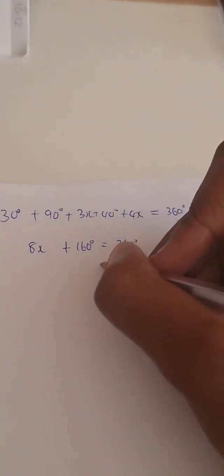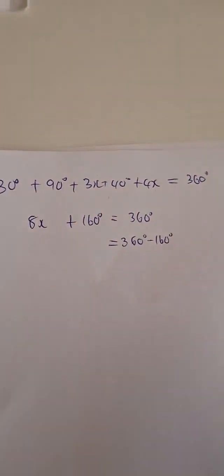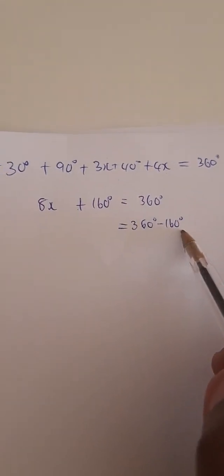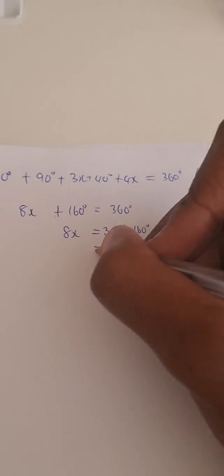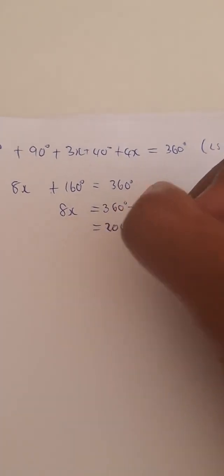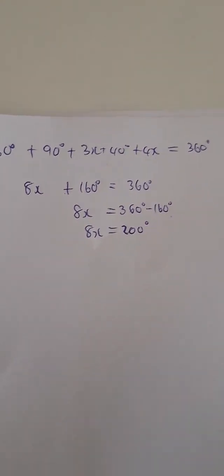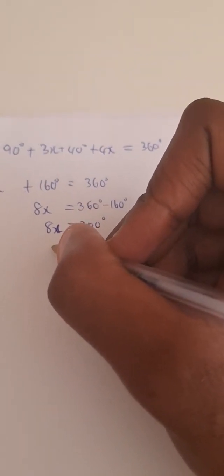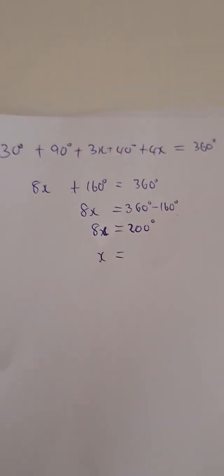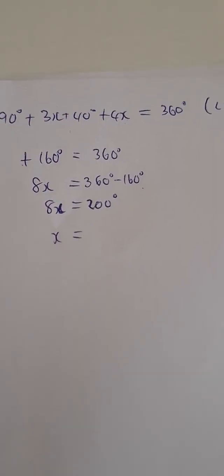And all we do now is we transpose the angle negative. Positive 160, transpose it, becomes negative 160 on the right hand side. This gives us a beautiful 200 what? Degrees. We divide both sides by what? By the coefficient of x, which is 8. So then we know x is equal to, you divide both sides by 8, what do we get? What's 200 divided by 8?